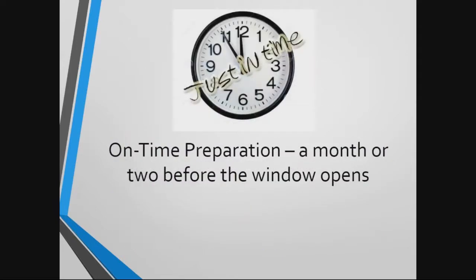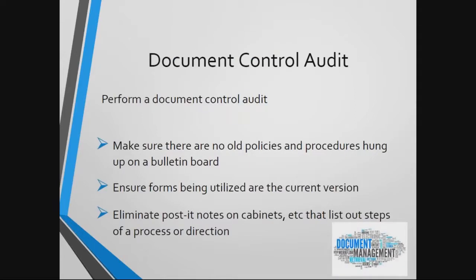So as we get closer to the inspection window, there are some activities that are most helpful when performed on time. And by that, I mean no more than a month or two before the inspection window actually opens. The first activity is a document control audit. I will do a walkthrough of the department, and honestly, I do this on a regular basis.